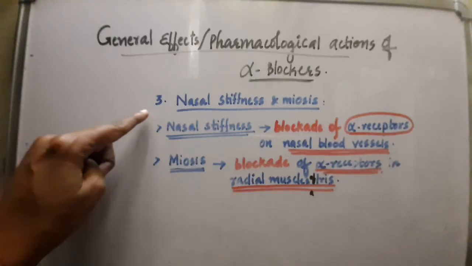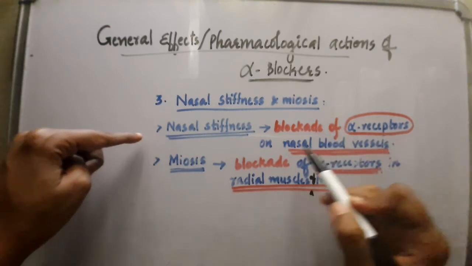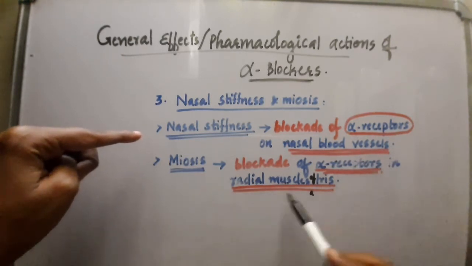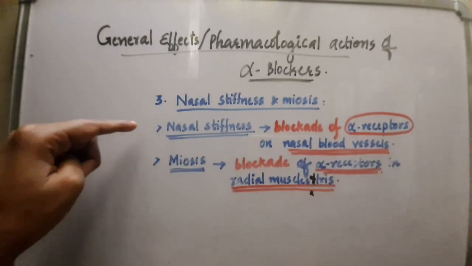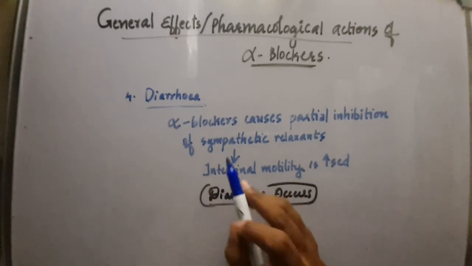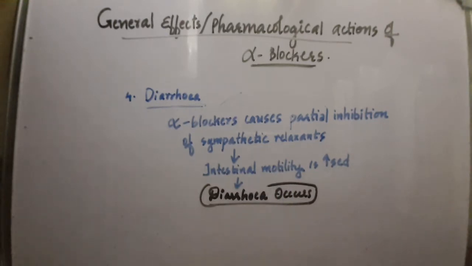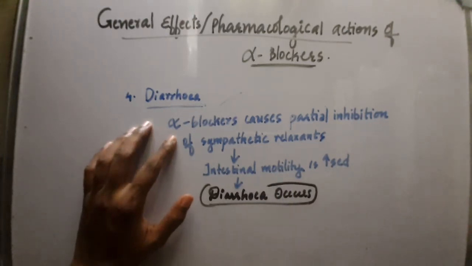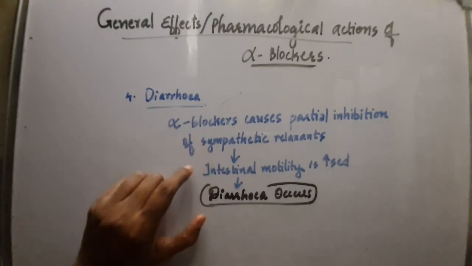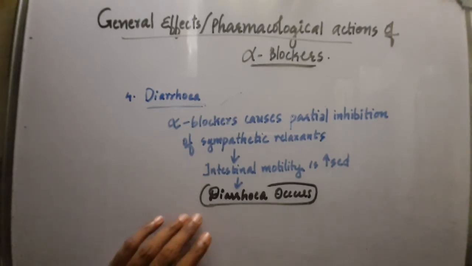The next general effect is nasal stiffness and miosis. Nasal stiffness is due to blockade of alpha receptors on nasal blood vessels, whereas miosis is due to blockade of alpha receptors in the radial muscles of the iris. The next general effect or pharmacological action of alpha blockers is that it causes diarrhea. Let us see how it happens. These alpha blockers cause partial inhibition of sympathetic relaxants. So this partial inhibition causes increase in intestinal motility, which leads to diarrhea.